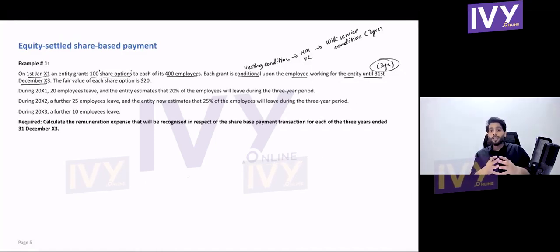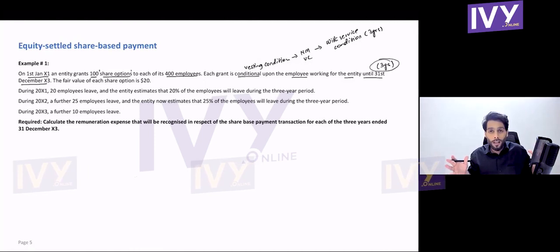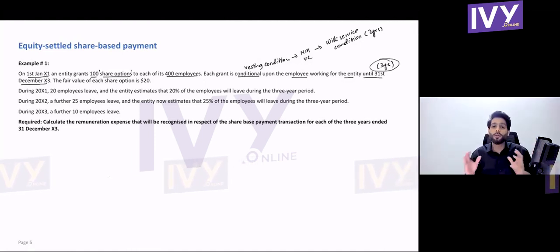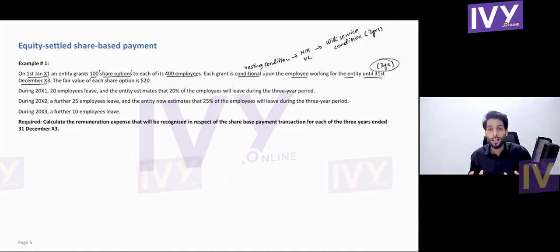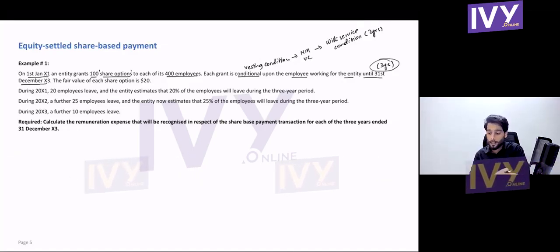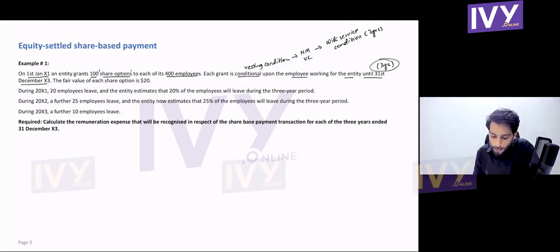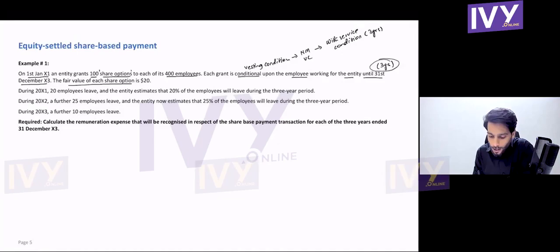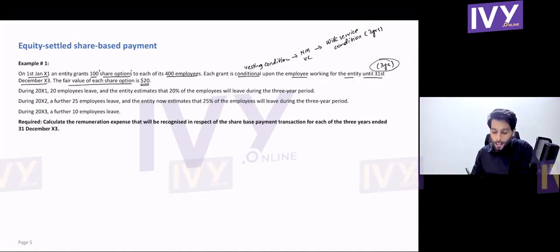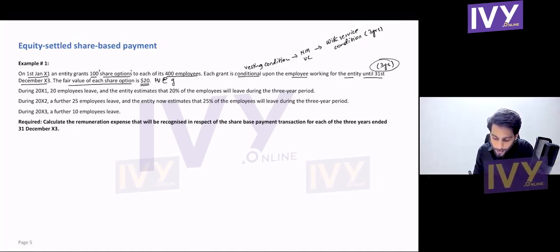Now, since the employees are going to provide benefits to the entity over the period of 3 years, we should recognize an employment expense over the 3 years. That means 1 out of 3, 2 out of 3 and 3 out of 3 expense is going to be recognized each year. Examiner says that the fair value of each share option is $20 at that date, which means this is the fair value at grant date.